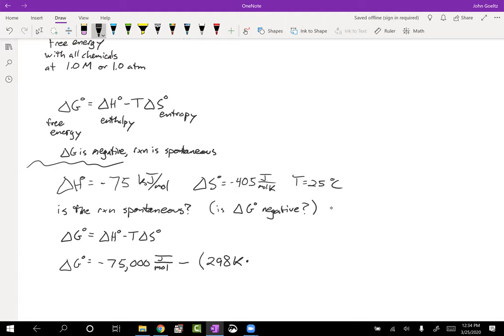Okay. Delta S goes in as negative 405 joules per mole Kelvin. Okay, let's check out these units. Kelvin here cancels. I'm going to multiply this term at the right, so that is 298 times 405. Oh, negative 405. So negative 120,690. And you can just keep this in your calculator if you like.